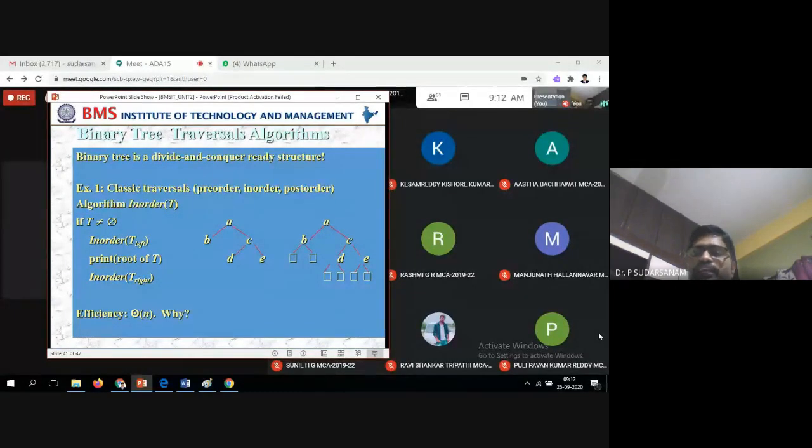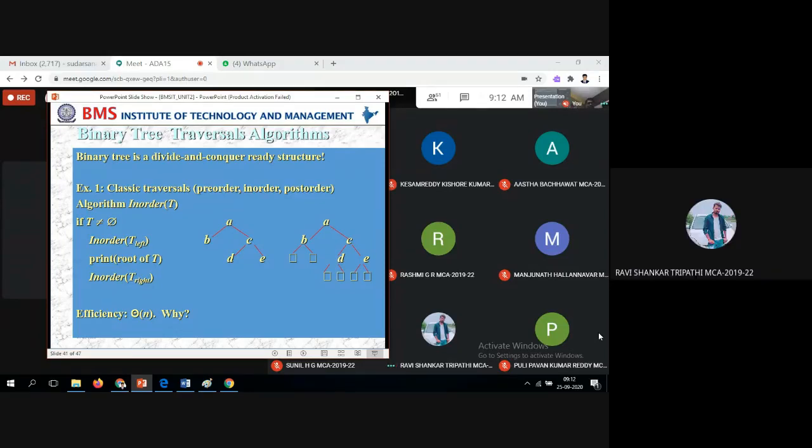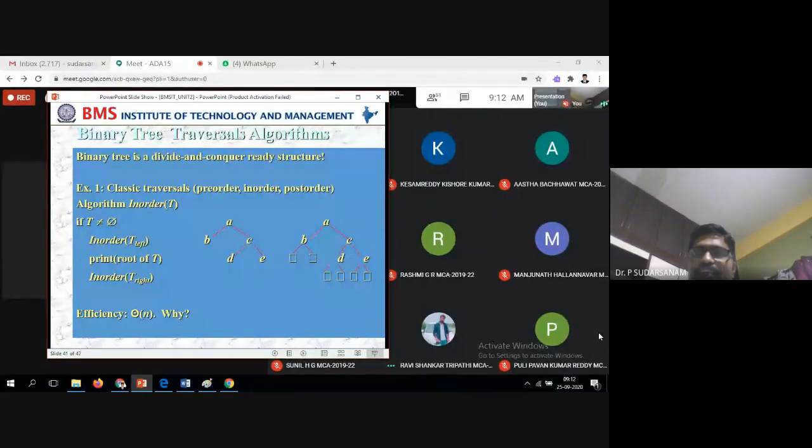Pre-order: pre is nothing but first. First should be the root. What are the remaining nodes next? Ravi Shankar. Yes, sir. In-order is nothing but root node in between, left on the left hand side and right on the right hand side. Now pre-order: pre is nothing but first, first should be the root node. What are the remaining nodes next?